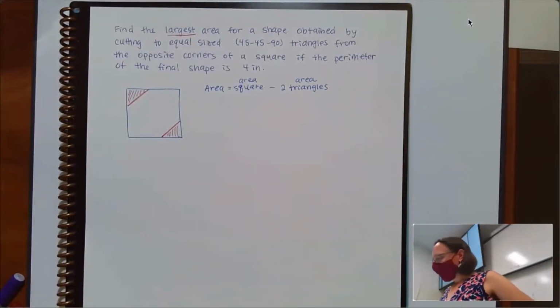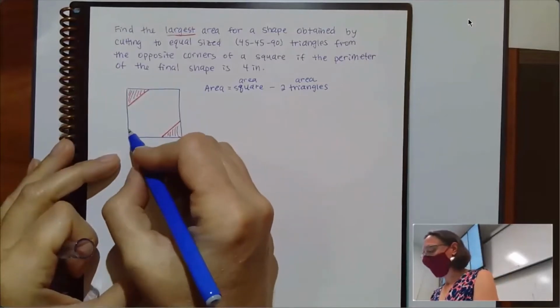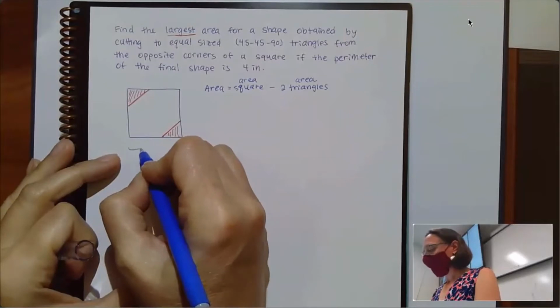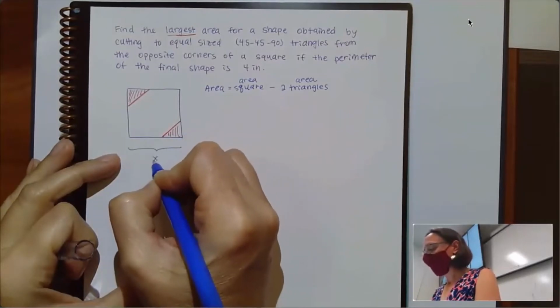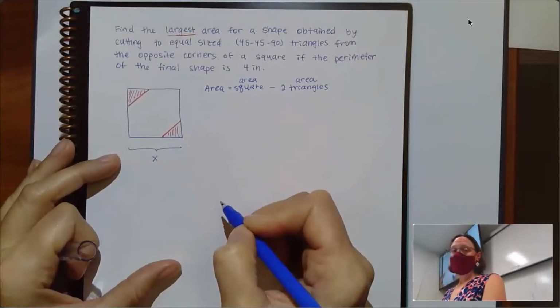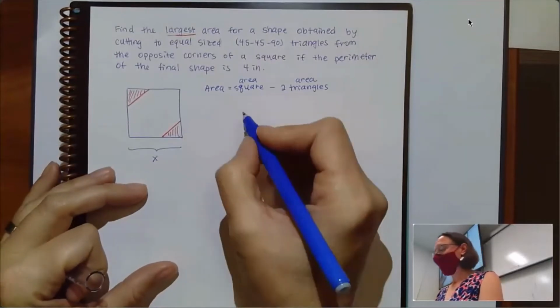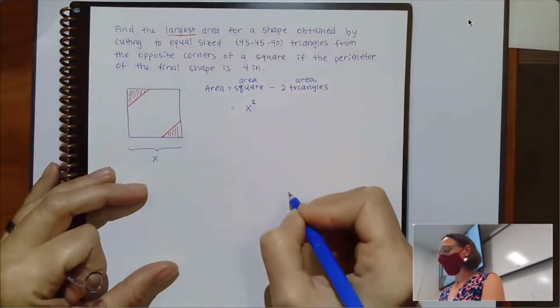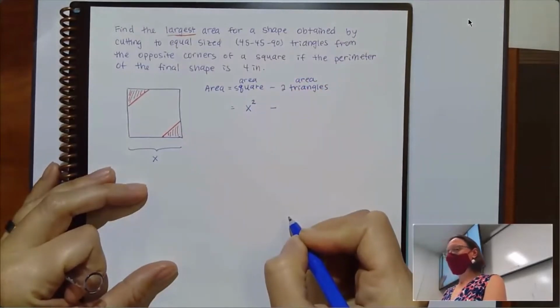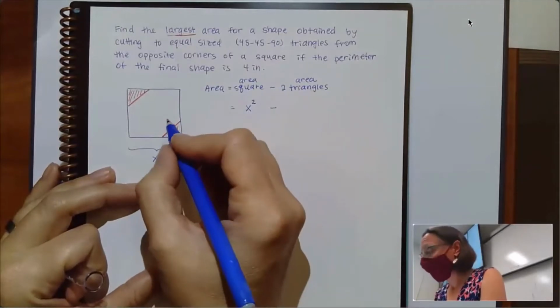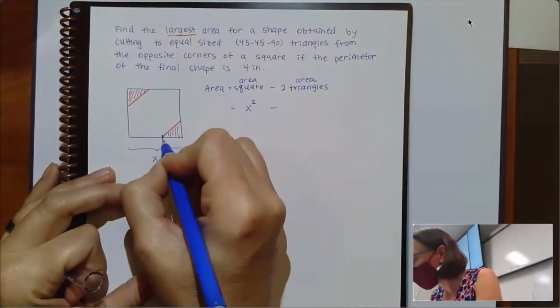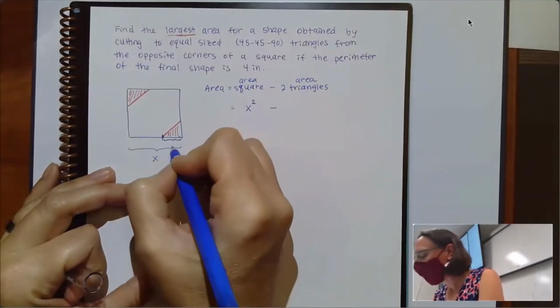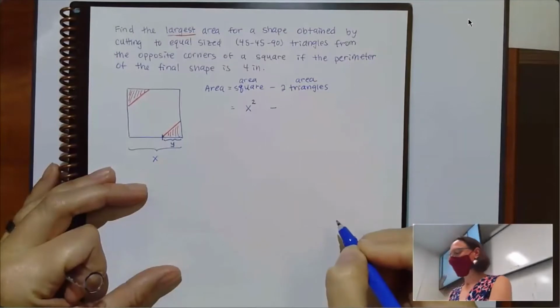Well, I got to start somewhere. So I think I'm going to call the sides of the square X. So my area of the square would be X squared. But I'd still have to figure out what was going on with the triangles. So I'm going to come in and say that this part of the triangle is Y.